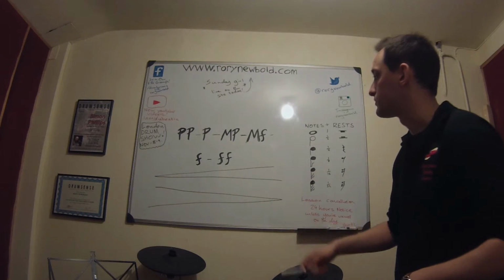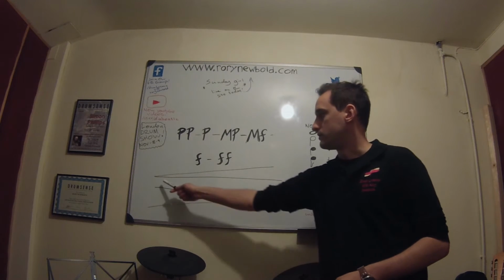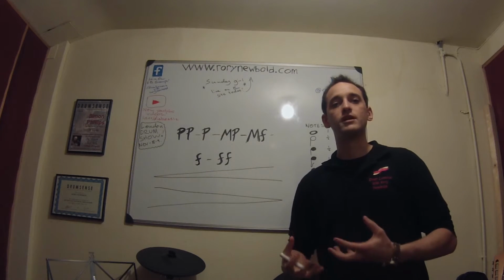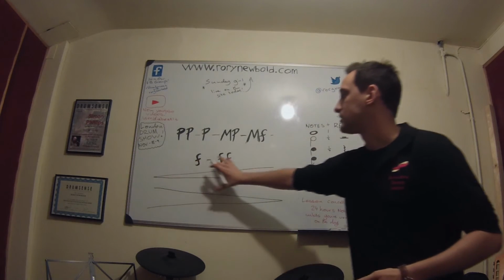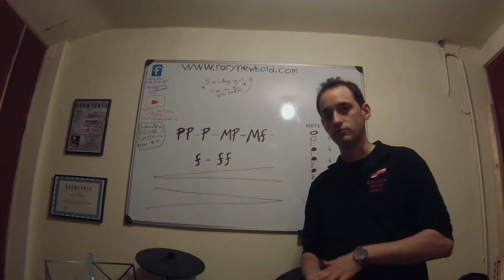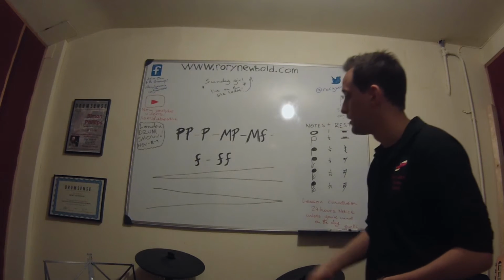Okay, the next thing we're just going to cover is these two bits here. This is a crescendo, which means that over time the notes gradually get louder. Okay, you can see it starts together and increases in distance. Crescendo. Gradual increase in intensity or volume.